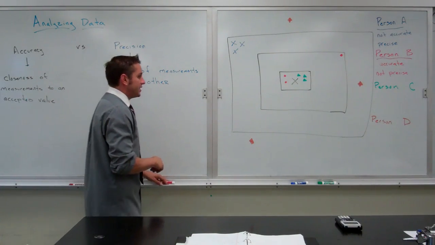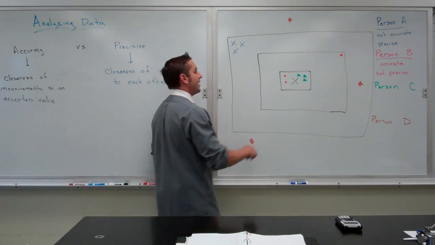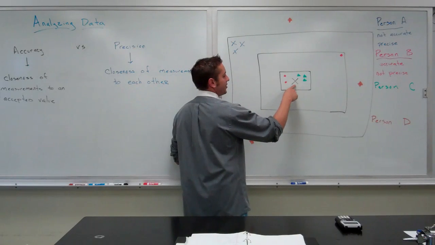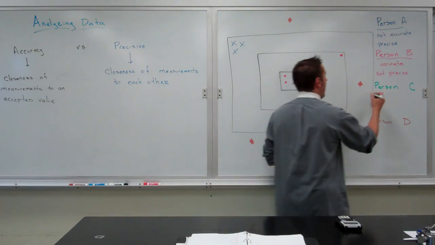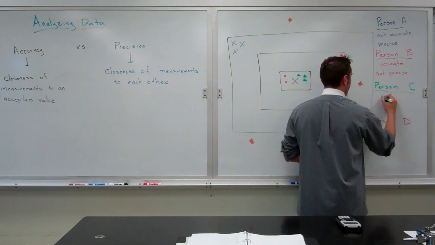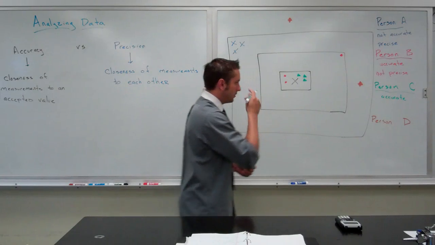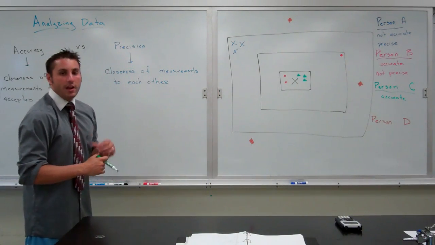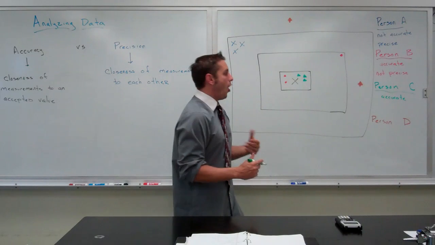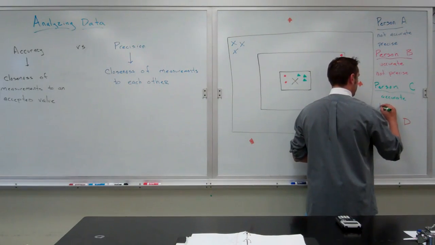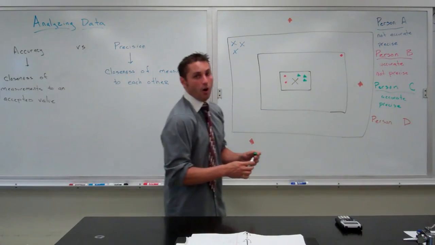Third person, person C, is our green triangles. What do we say if the person is accurate? Here's our desired target. 1, 2, 3 of them right next to our desired target. Absolutely, we would say that they were accurate. And then, would we say that they are precise? 3 throws, all right next to each other. I would also say that they are precise.